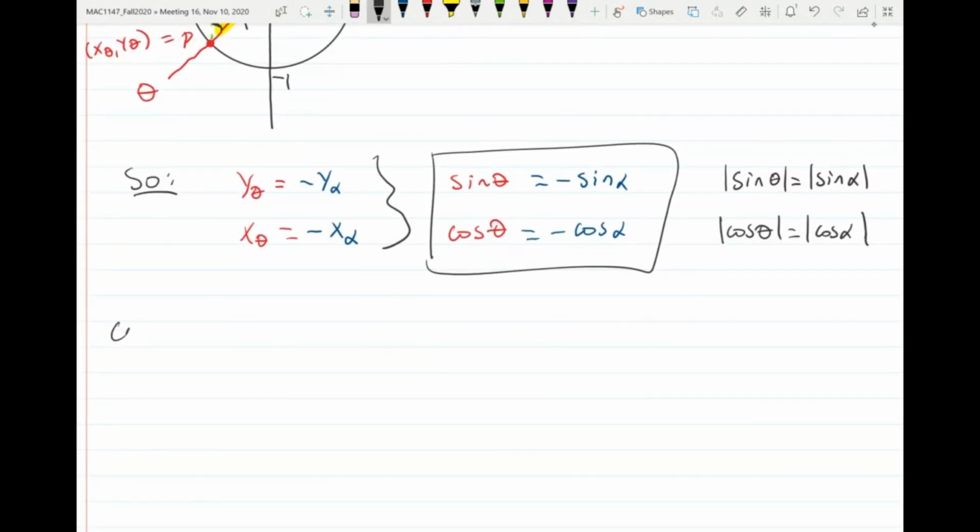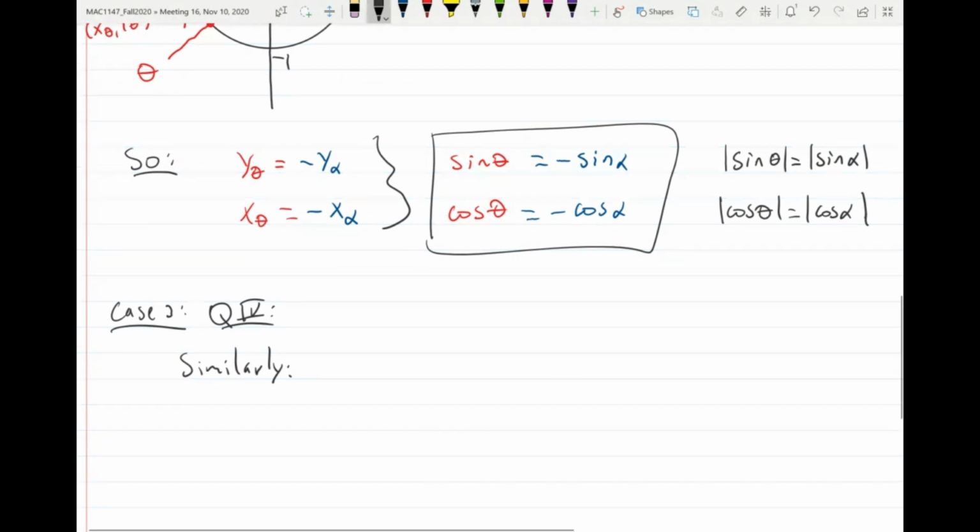So case 3, that's quadrant 4. Okay. And we do this in a similar way. So similarly, what do we obtain? So who can tell me? Let's see. So think about it. What do you know about quadrant 4? Let's see, sine of theta. So if theta is in quadrant 4, what are you expecting? Are you expecting a positive or a negative value for the sine of theta?